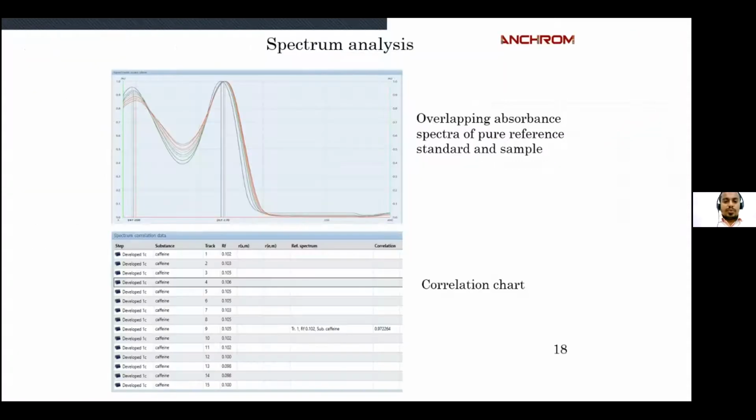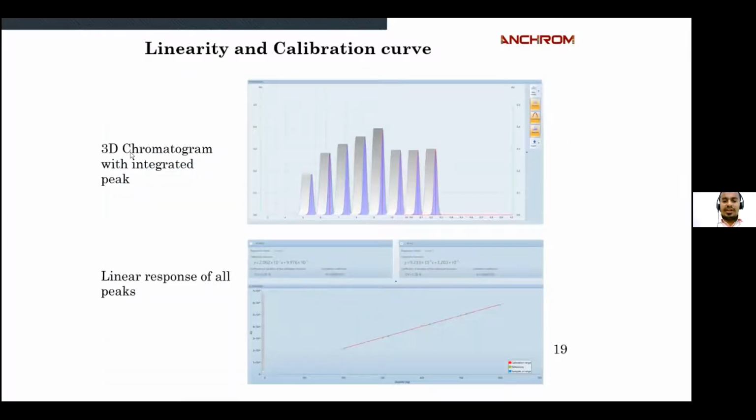So this is the type of spectrum analysis. You need to match the spectra for confirmation of any particular drug in your sample, in your food matrices also. If the overlapping is similar to this, then you can confirm the presence. If the spectra is not overlapping with each other, then it is not present. This is the linearity and calibration curve. This is also possible by using the scanner 4.